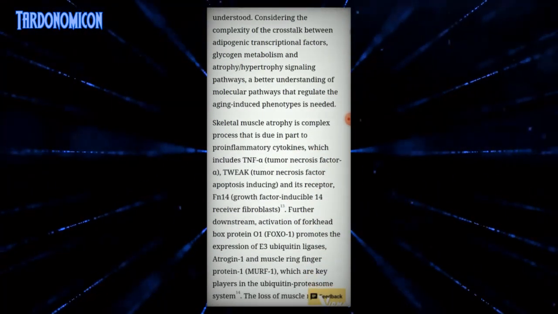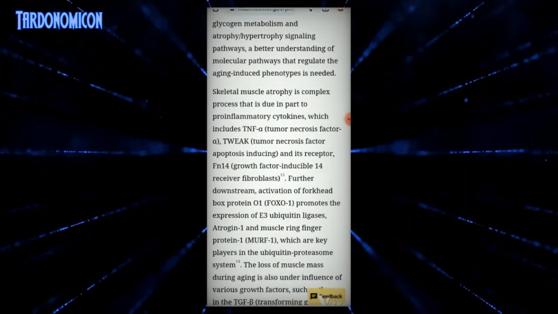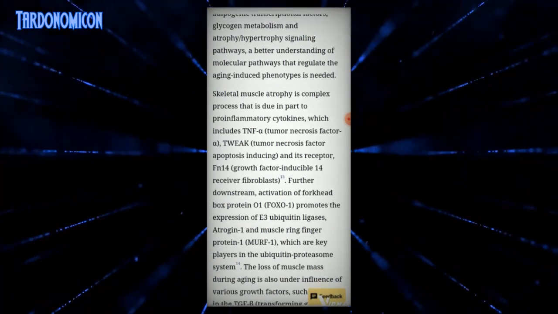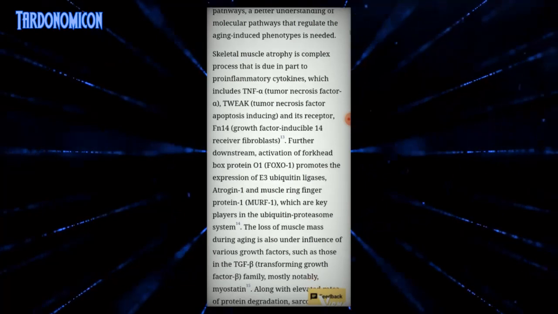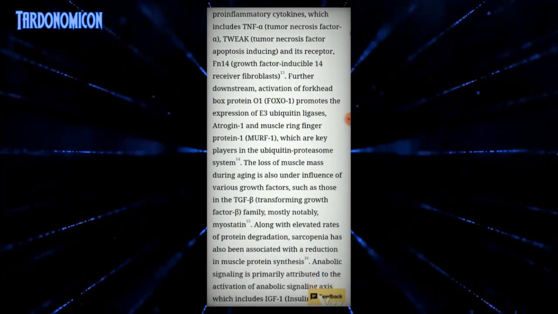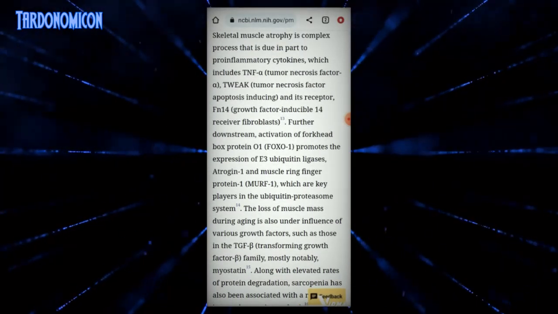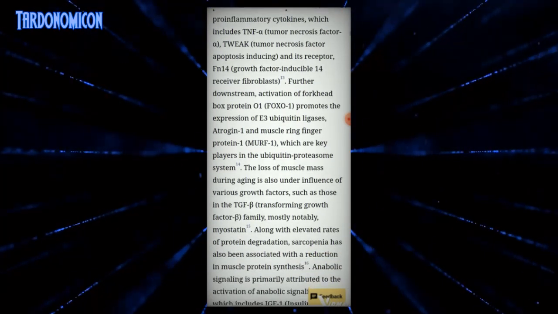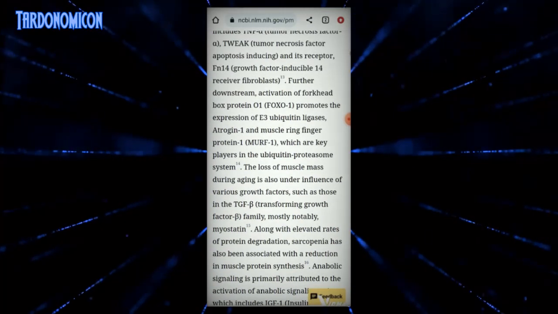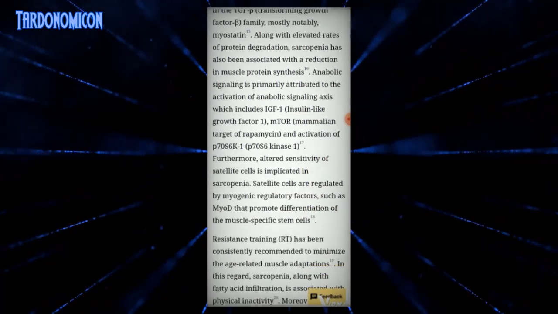Skeletal muscle atrophy is a complex process that is due in part to pro-inflammatory cytokines, which includes tumor necrosis factor, apoptosis inducing, and receptor. Furthermore, tumor necrosis factor is what you use to kill tumors, in case you're wondering. Further downstream activation of forkhead box, that's the FOXO, you remember me talking about that, promotes the expression of E3, let's see.